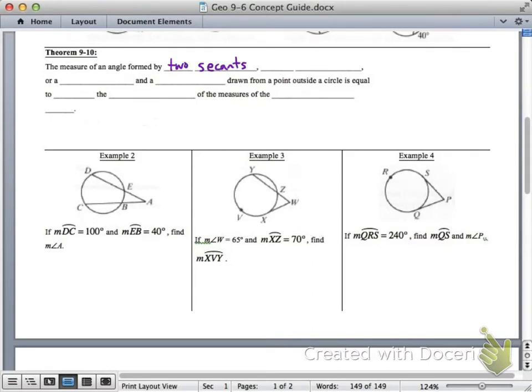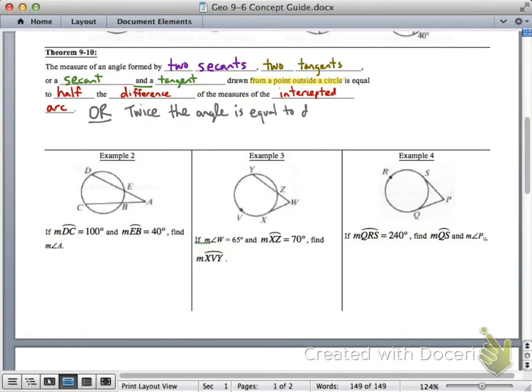Here's how it works. If two secants, angles formed by 2 secants, 2 tangents, or a secant and a tangent, from a point outside a circle, that's the key part, it is equal to half the difference of the measures of the intercepted arcs. So how does this compare to what we just did above? When the point was inside, formed by two chords inside the circle, it is equal to half of the sum. Now it's equal to half the difference. So here's the example, or of course we can do like we've done on the other ones. We can do twice the measure of the angle is equal to the difference of the arcs. We're basically just moving the 1/2 to the other side, multiplying by 2.